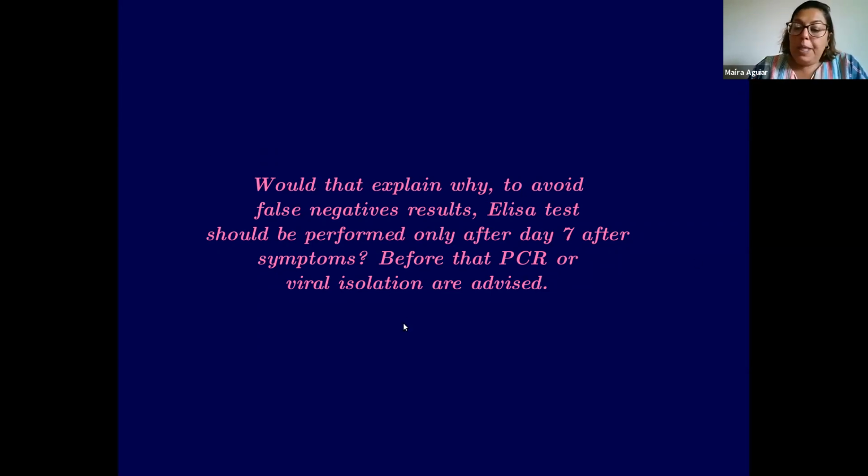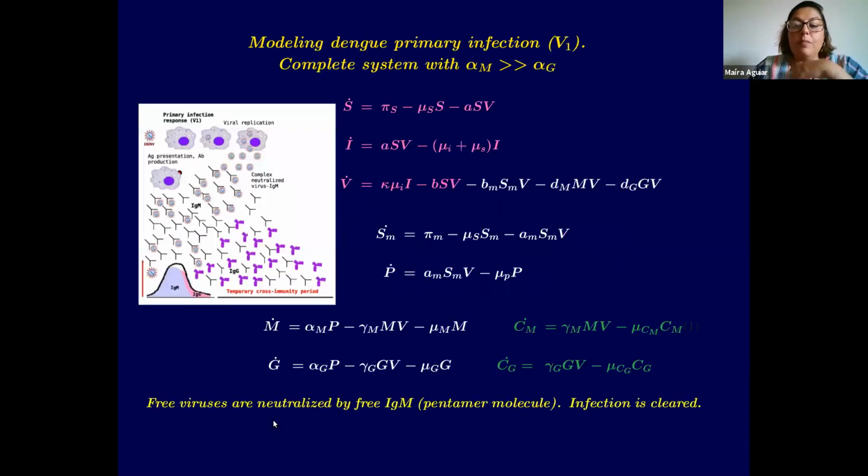And that cannot be done during the period of time that you have a higher viral load, because you have no free IgM available, you have only complexes, and you can no longer get positive results for this period of time. Okay, and that can be answered because of this hump here.